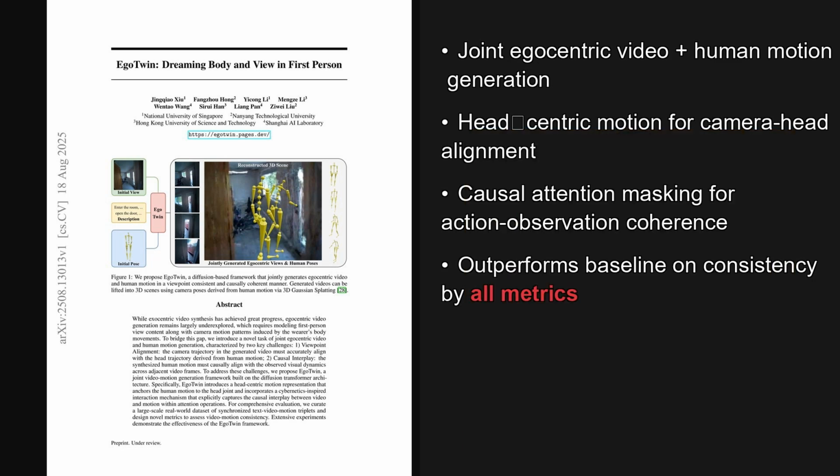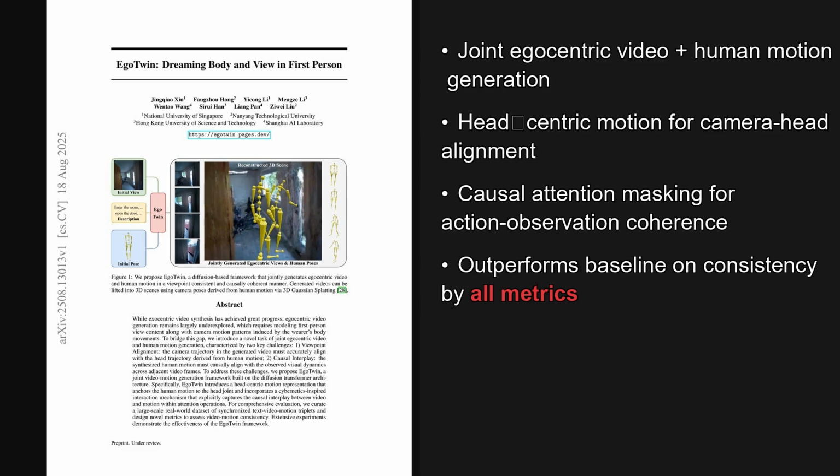I'm Alex. Today we're looking at a paper trending on X, published on August 18, 2025, about 6 days ago. The Big Hook is a unified generator that creates first-person video and the matching full-body motion in lockstep, so the camera behaves like a true head-mounted view, and the actions and observations drive each other coherently. The paper is titled, EgoTwin, Dreaming Body and View in First Person, and as we will see later, the implications for embodied AI are quite significant.